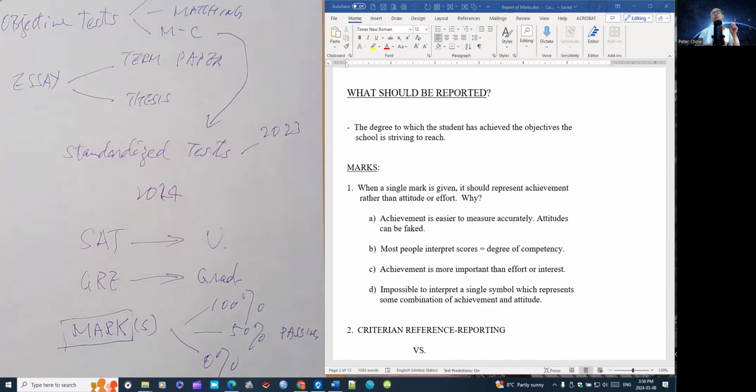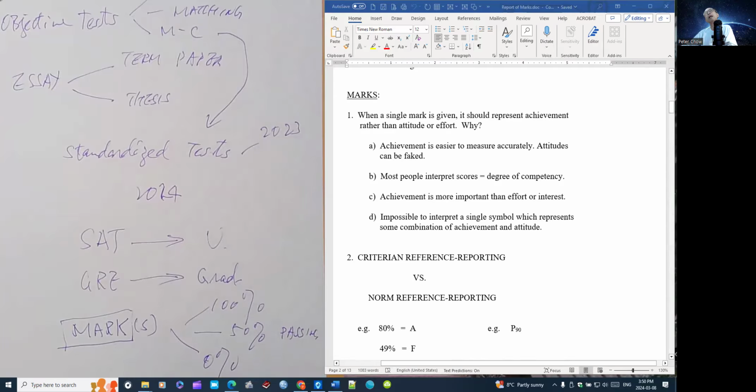And the reports should be based on the objectives the school is striving to reach. Right? So here it is important, right? So what the mark should be based on is the objective the school is striving to reach. Okay, let's take a look at marks.